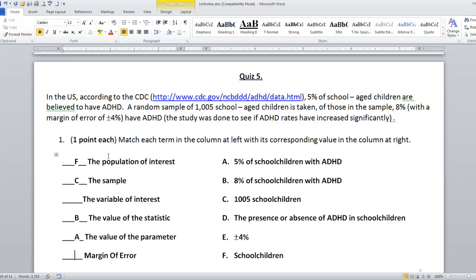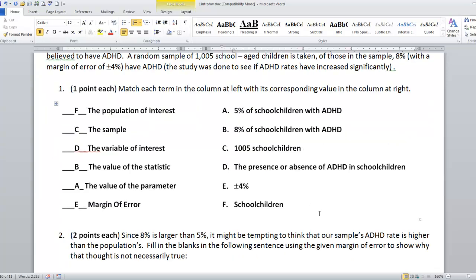Okay, the margin, which is also given after the sample, is the plus or minus 4%. Has to be. You have to be given a margin with a study. Otherwise, you assume you've measured the whole population, which is kind of silly. More on that in a moment. That leaves the variable to be D by process of elimination, and also logically the presence or absence of ADHD in school children. That's kind of what we're checking. Does this kid right here have ADHD? Does that kid there? Does this kid there? Yes or no? All right, so there's your first bit there for the 1 point each.